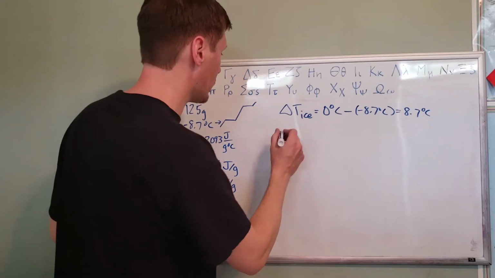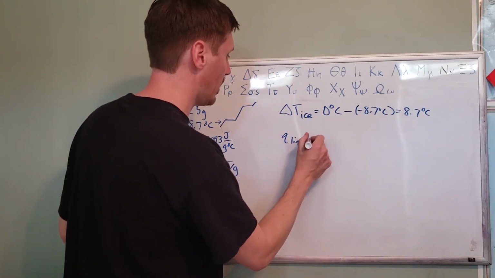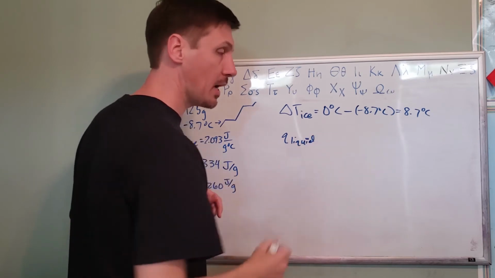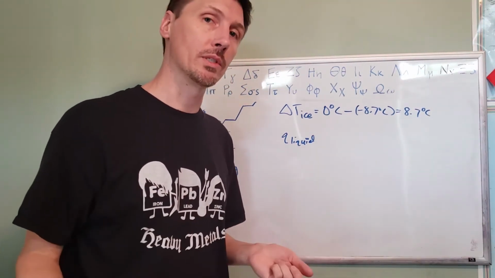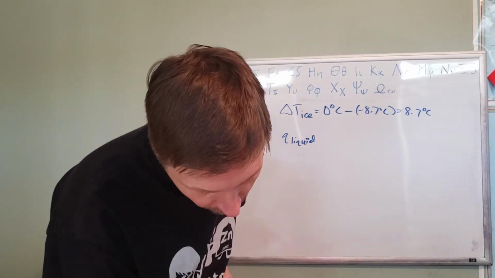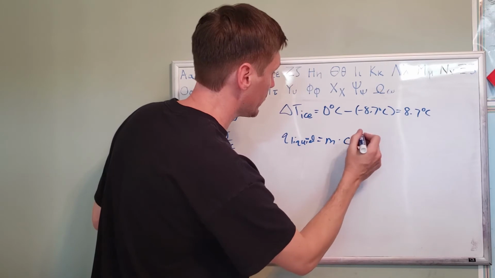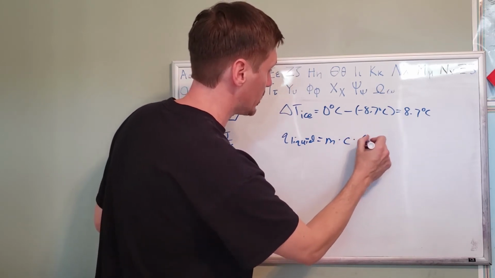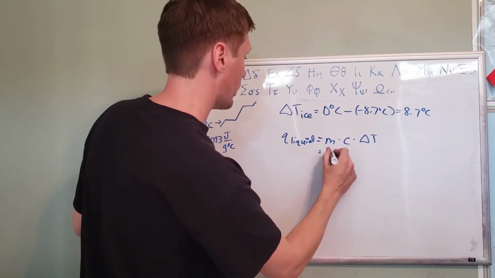And then we can find out what the Q for the ice was at that point. So our formula for that is M times the specific heat capacity times change in T, right? And so our mass is 125 grams.